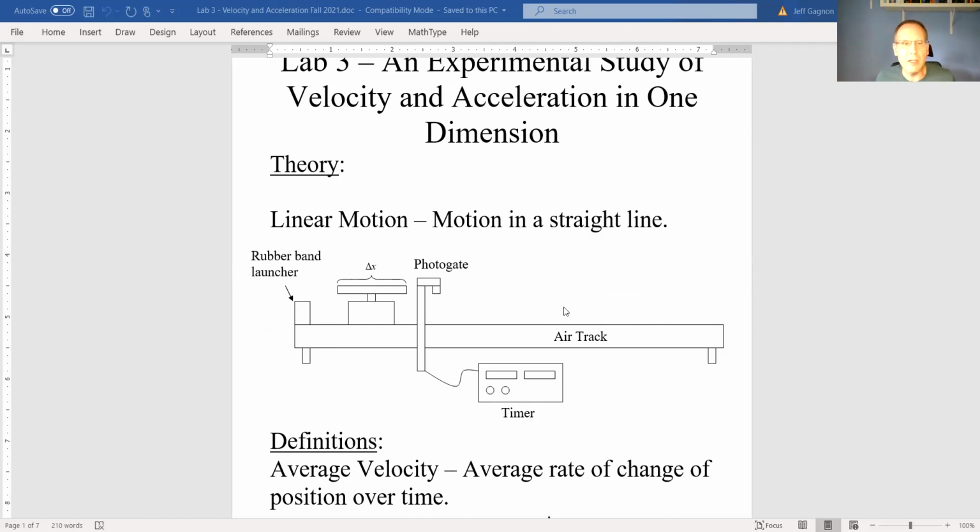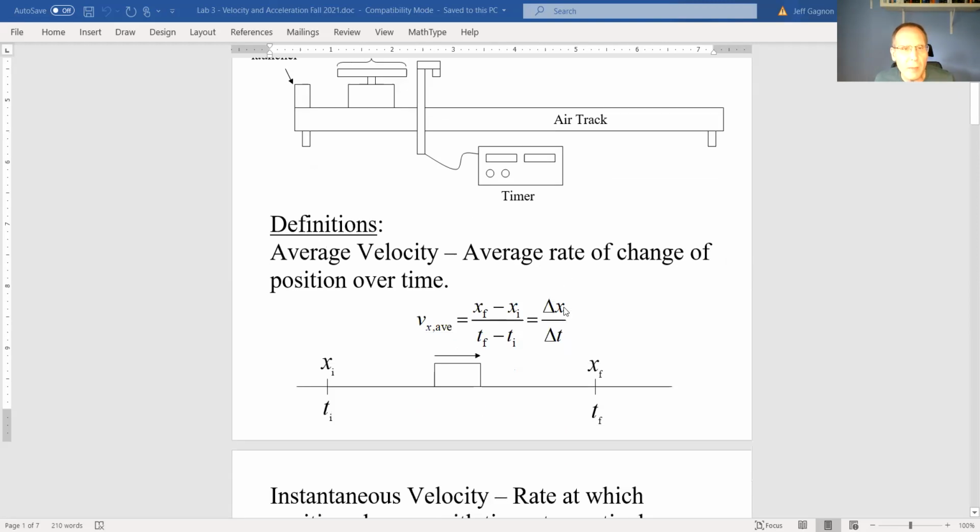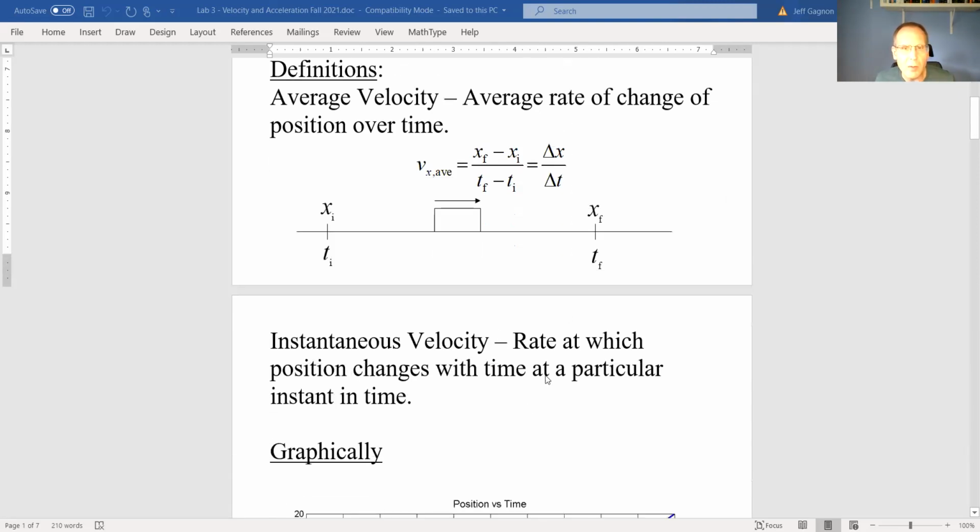So for the first definition, actually, let me do most of this on an iPad so I can describe it more carefully and explain each part of it. But the first definition is something called average velocity. All right, let me move over to the iPad.